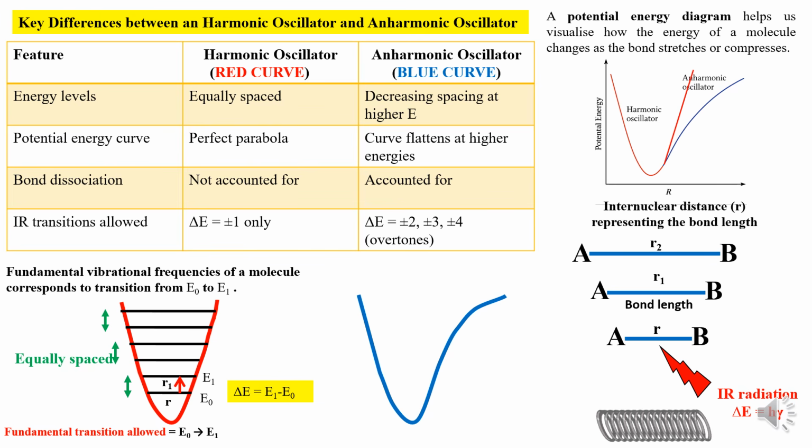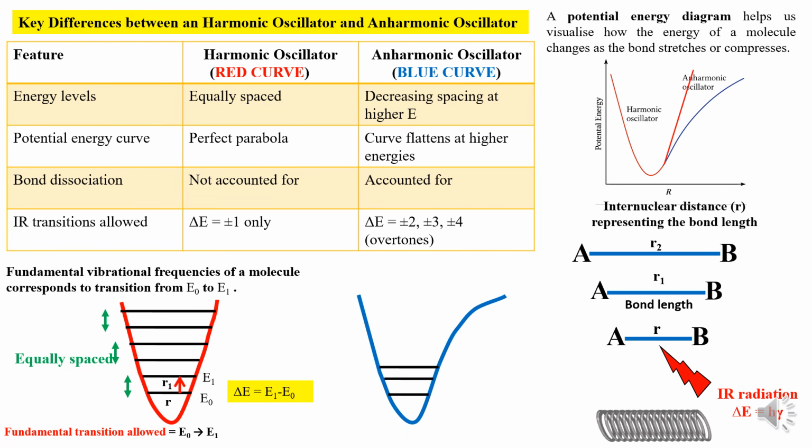Now the anharmonic oscillator is represented by the blue curve. When you observe the shape of this curve, it is asymmetric and the curve flattens at higher energies. The perfect parabola in the case of the harmonic oscillator is perfectly symmetric, while in the case of the anharmonic oscillator, represented by the blue curve, it is asymmetric in nature and the curve flattens at higher energies.